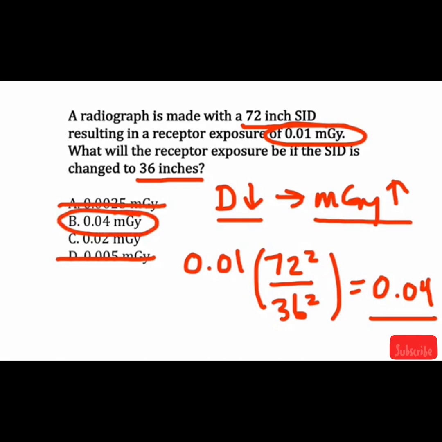A few mistakes that students make. Number one, students will sometimes forget to square the distances. If you forget to square the distances, your answer will be wrong. Another mistake that sometimes students make is they flip the numerator and the denominator. And again, if you do that, your answer will be incorrect. In fact, in this particular problem, the wrong answers that I included, A, C, and D, are all answers that you will get if you flip the numerator and the denominator or if you forget to square the distances. So let's look at another example.